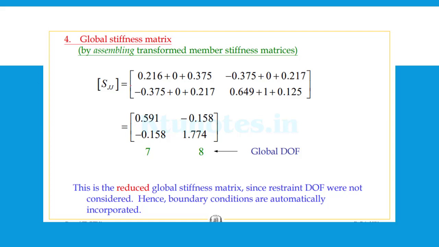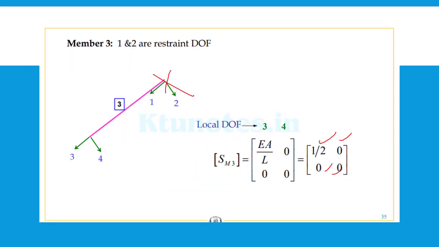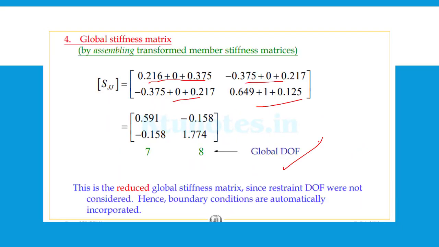So the contributions from all the elements are added up to get the global degrees of freedom. This is the reduced global stiffness matrix since the restrained degrees of freedom were not considered. Hence, the boundary conditions are automatically incorporated. That means we already cancelled that; we reduced the matrix previously. So you don't need to cancel here after assembling all the values. Directly, this will be the reduced global stiffness matrix.